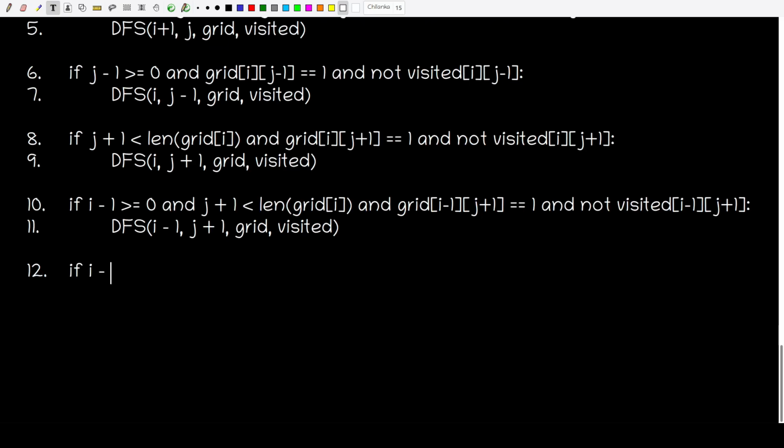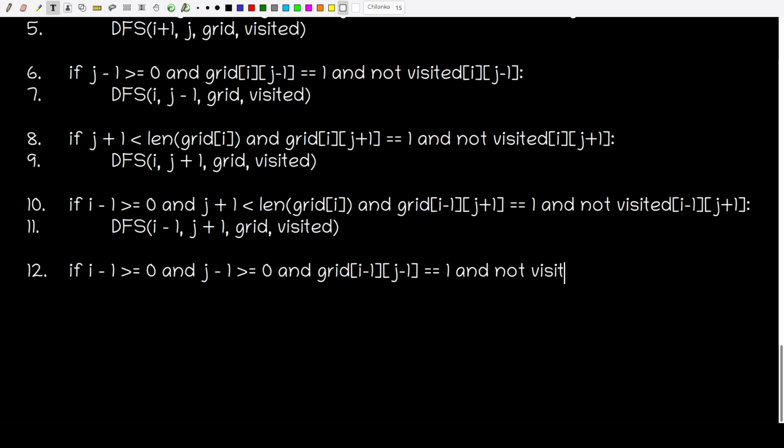Similarly, if i - 1 is greater than or equal to 0 and j - 1 is also greater than or equal to 0 and grid of i - 1, j - 1 equals 1, and it is not visited, then in such case we need to perform DFS on this node as well, i - 1, j - 1, grid and visited. So far we have explored the up diagonal. Now let us look at the down diagonal as well.